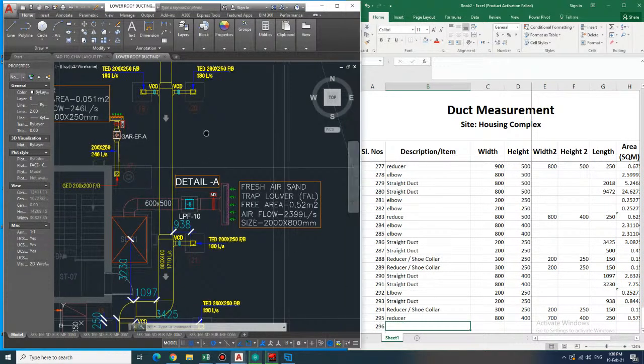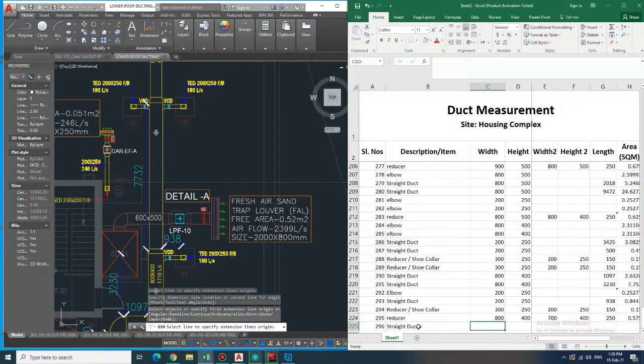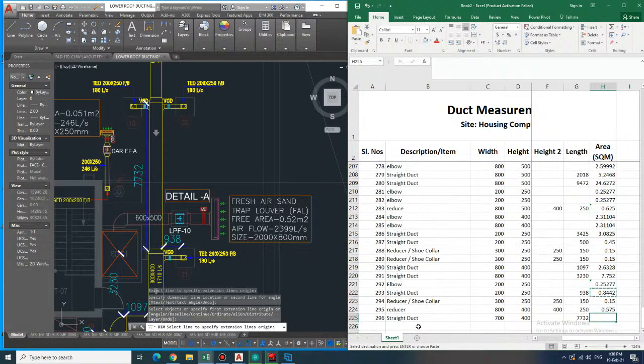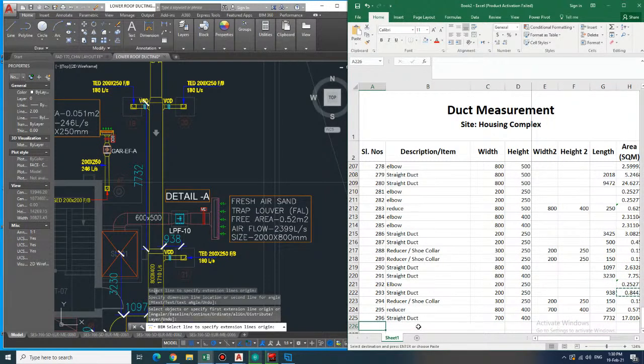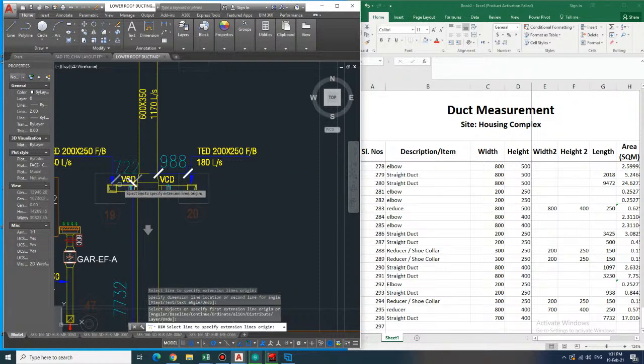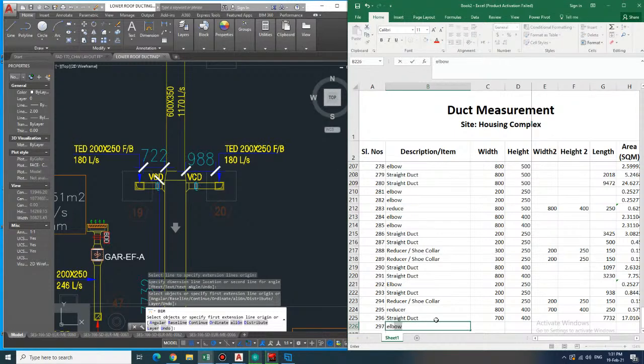296. 7732. What is the straight duct equation? 17 square meter. 297. Go to these 2 branches. First we need to apply the elbow, 200 by 250.